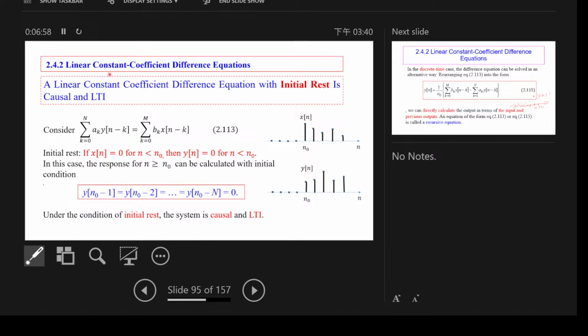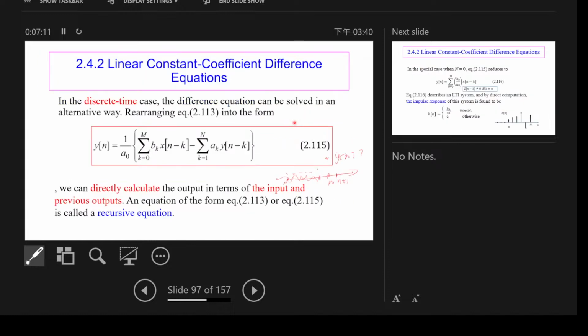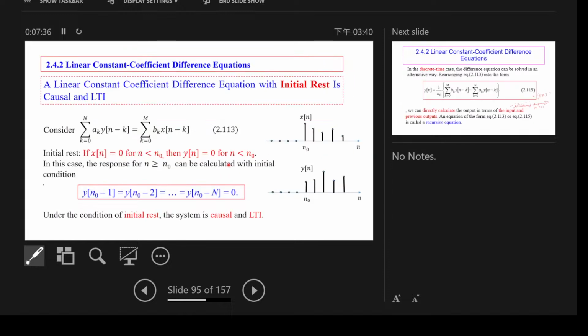So we have a linear constant coefficient difference equation with initial rest. Initial rest means that y of n is 0 before this n0 point where you start to have x of n nonzero. I guess this is a little different from the continuous case. The discrete case is easier in the sense that there is a quite straightforward way to solve the difference equation. You can just rearrange your equation and write down this recursive formula. Okay, so let's go back a little bit.